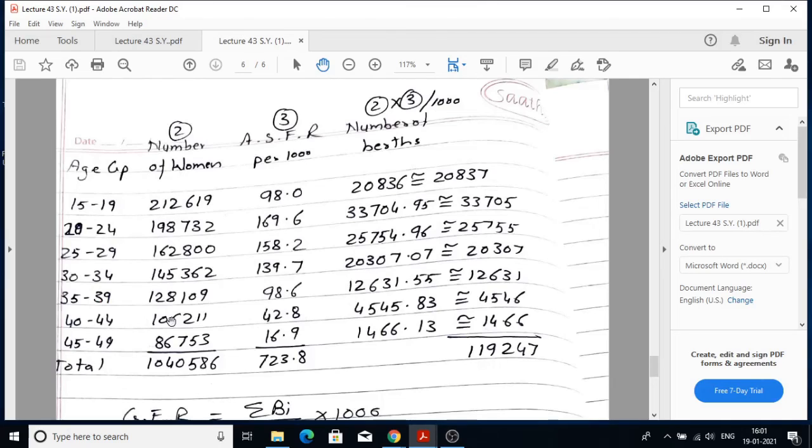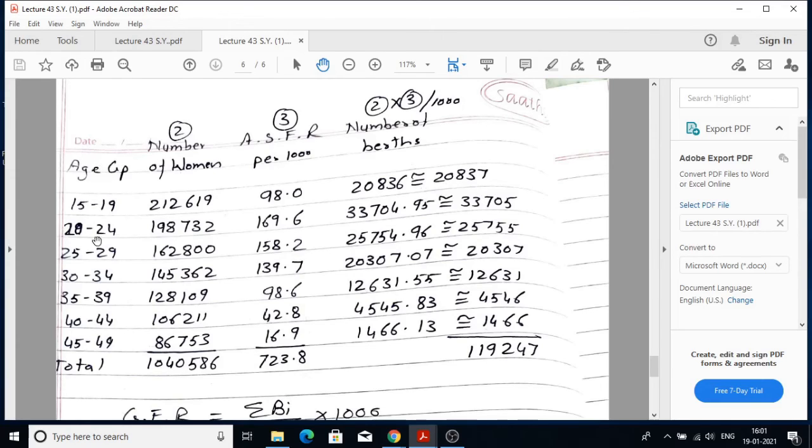Age group, number of women are given. ASFR per 1000 value is given. So to find number of births, we will multiply the second column with third column divided by 1000. So that we will get the total births. So age group 15 to 19. Number of women population is 2,12,619. ASFR per 1000 is 98.0. So total number of births is equal to 2,836. So approximately we can take it as 2,837.